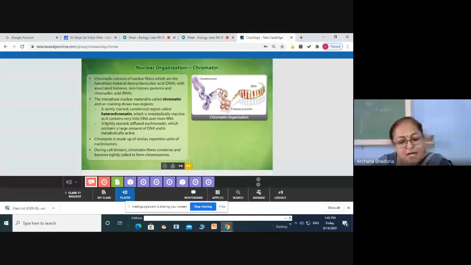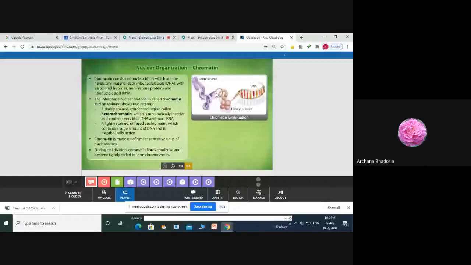Now what happens when the cell has to divide? This is the structure which we are making, that is the internucleus. When the cell has to divide, these threads condense. And after condensation, they form rod-shaped structures, which are known as chromosomes.